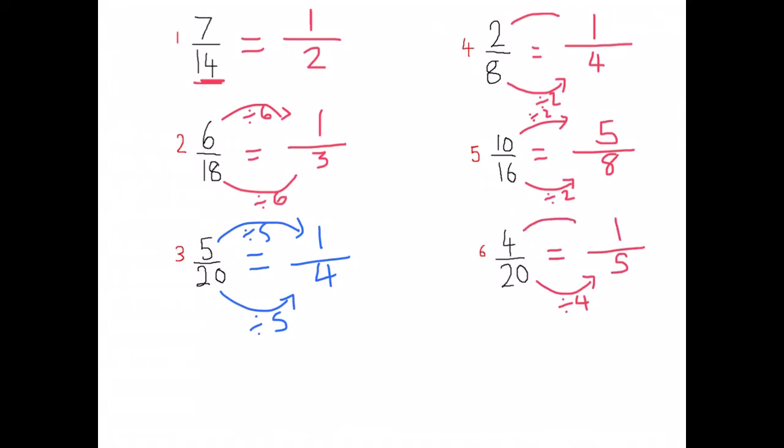Then we've got a whole slide filled with equivalent fractions. For number 1, 7 fourteenths are equivalent to 1/2. Number 2, 6 eighteenths equivalent to 1/3. 3, 5 twentieths are equivalent to 1 quarter. 4, 2 eighths are equivalent to 1 quarter. 5, 10 sixteenths are equivalent to 5 eighths. And number 6, 4 twentieths are equivalent to 1/5.